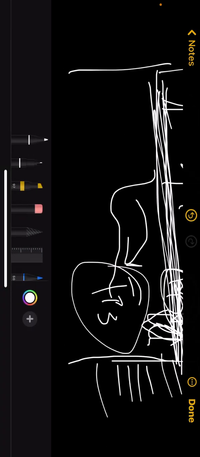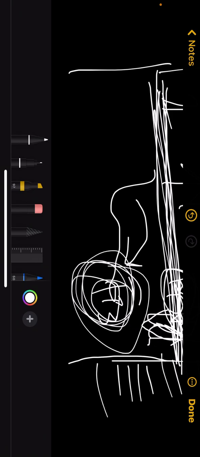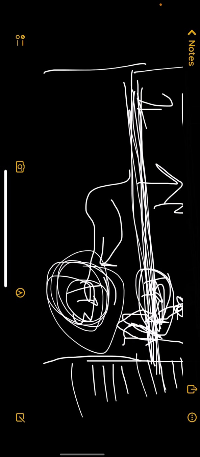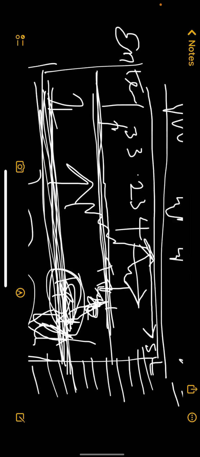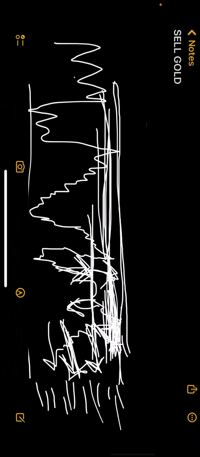But let's say the market comes down and hits your TP3, then all your trades have been executed. So that is it on how to break even when you're trading. So now, how to break even when you are on a loss.